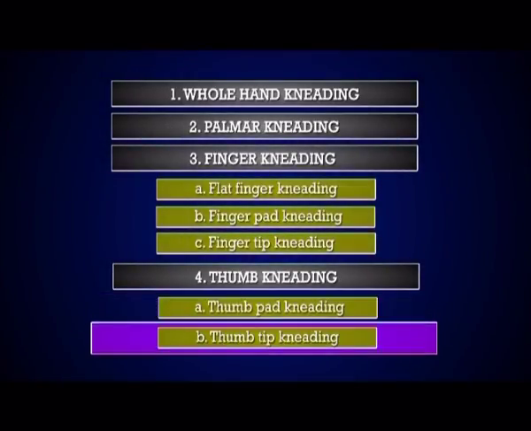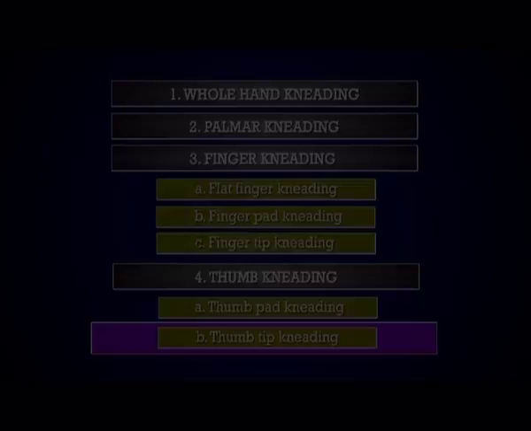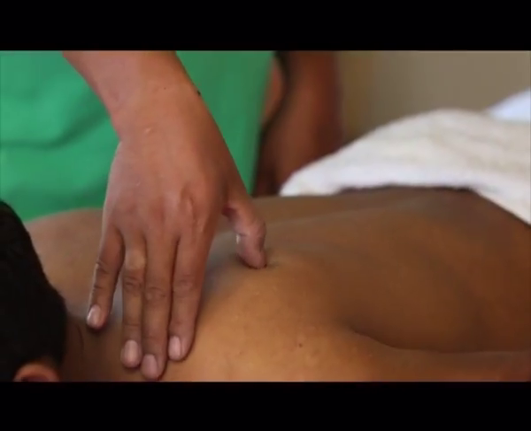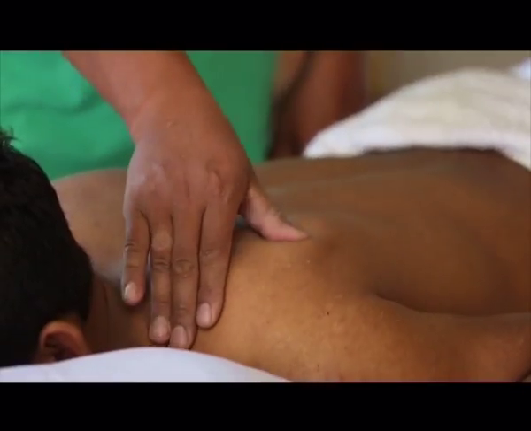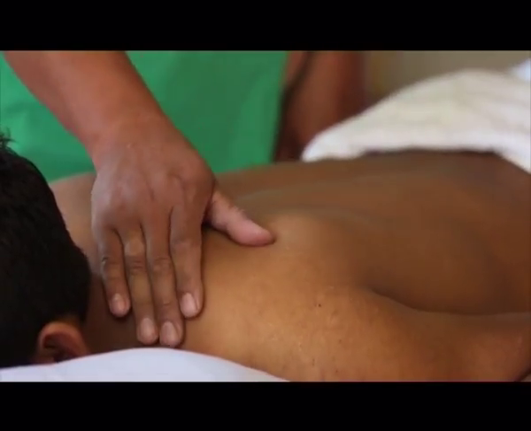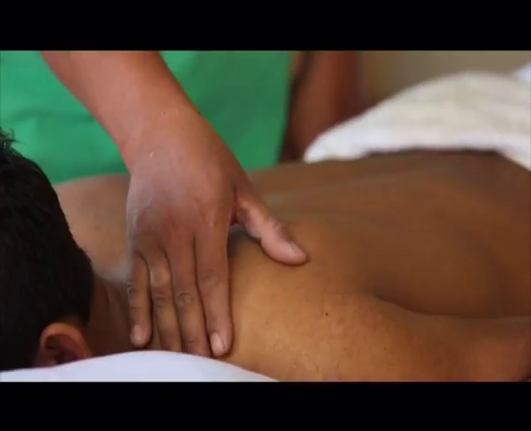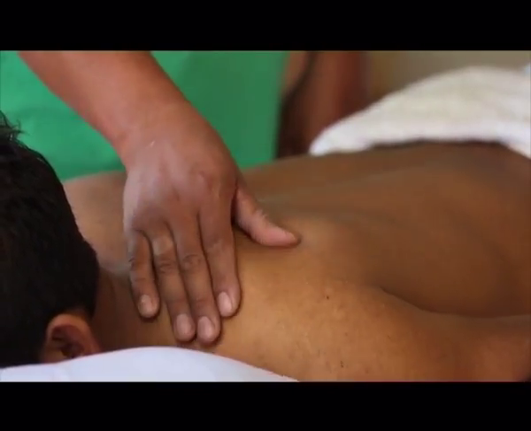In number B, thumb tip kneading. This is performed more frequently with the side of the thumb tip and is useful when the part to be treated has a long, narrow shape, such as an interosseous space.